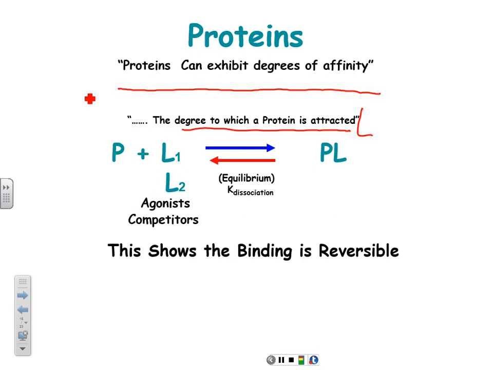Proteins exhibit degrees of affinity. The degree of affinity here is high. The affinity for this one is low. And that's the way it works, right? That's the way it's going to work out.